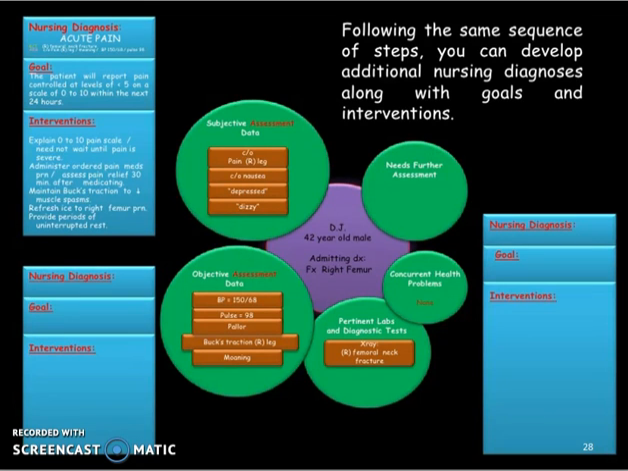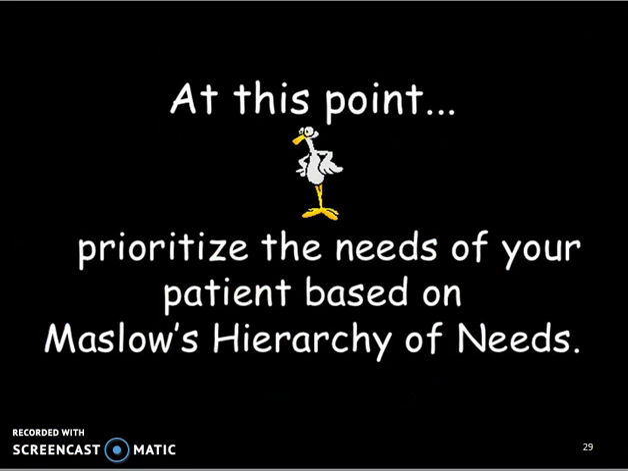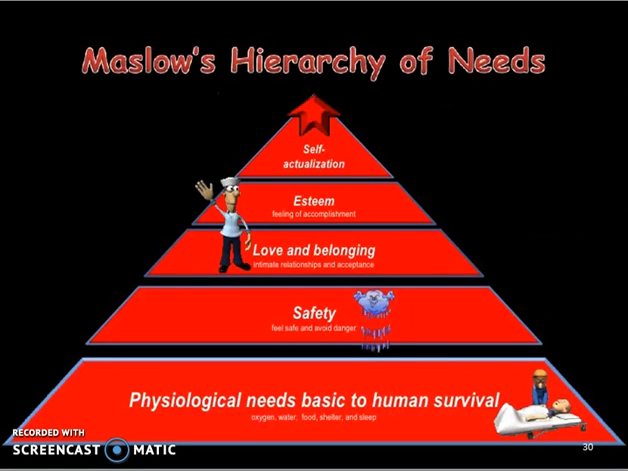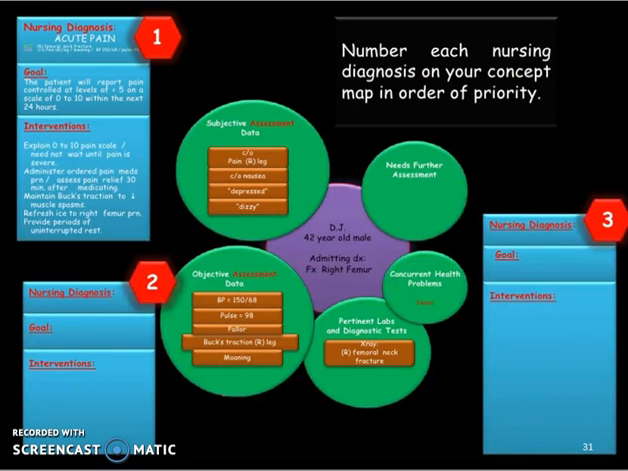Following the same sequence of steps, you can develop additional nursing diagnoses along with goals and interventions. At this point, prioritize the needs of your patient based on Maslow's hierarchy of needs. Number each nursing diagnosis on your concept map in order of priority: 1, 2, and 3, and there possibly will be more, and probably will be.